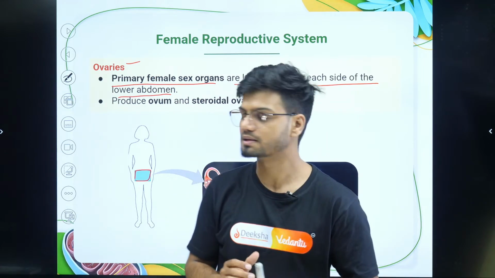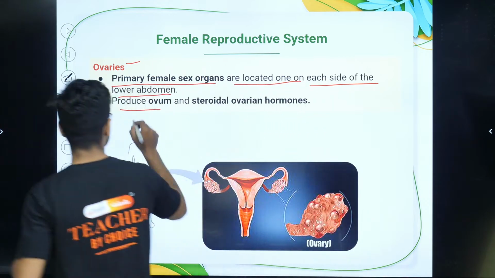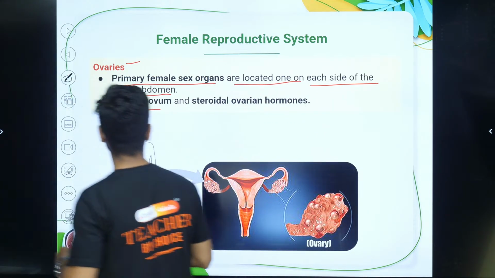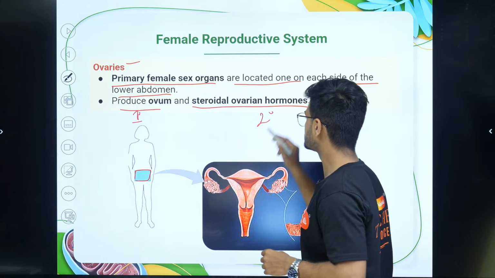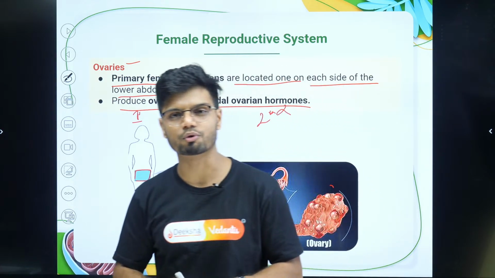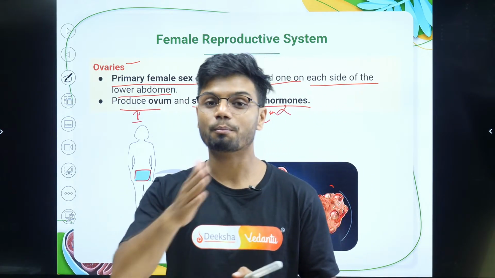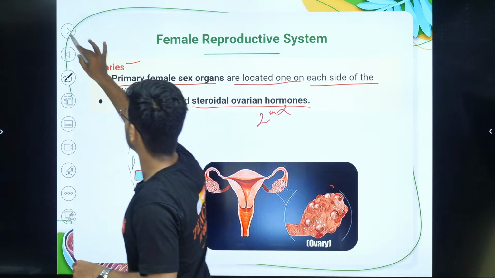All are present there. Right? The ovum produced function. First function, production of ovum. Second function, steroidal ovarian hormones, such as what? Steroidal ovarian hormones. Examples are estrogen and progesterone. Estrogen and what? Progesterone. That is the ovaries.